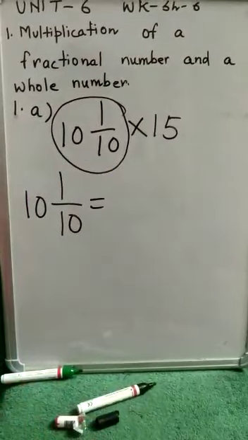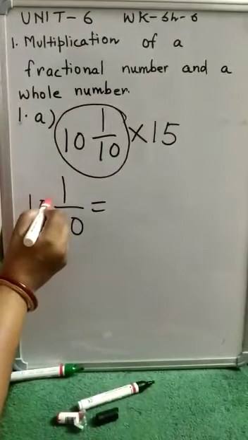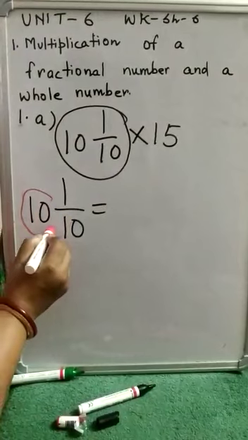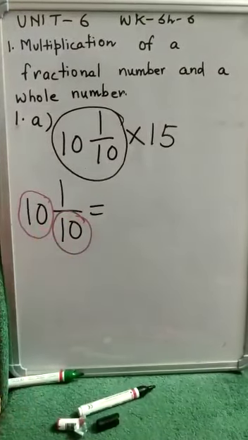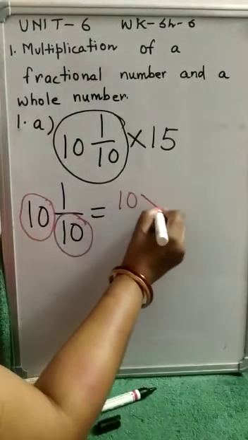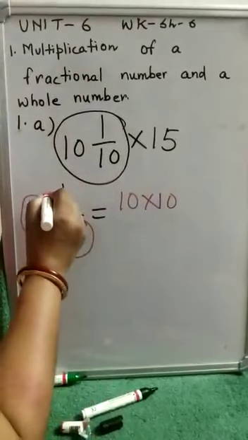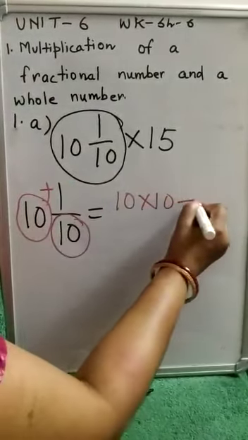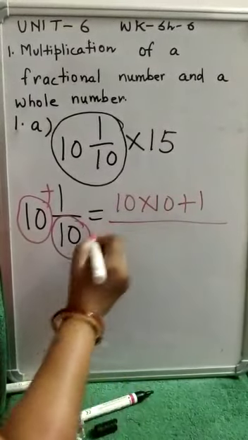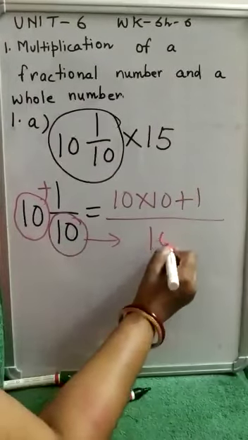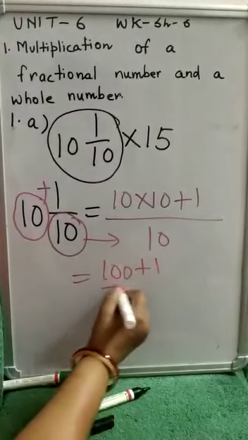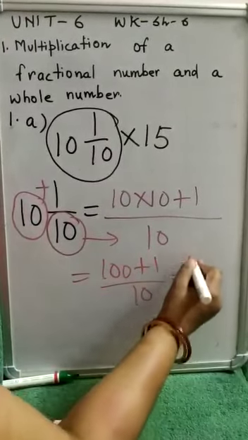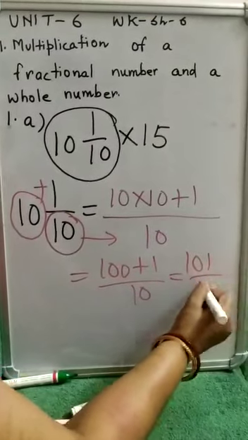So here, this whole number will be multiplied with this denominator. So 10 multiplied by 10, and this we will add with the numerator, plus 1, divided by this denominator 10. So the result is 100 plus 1 by 10. So the answer is 101 by 10.